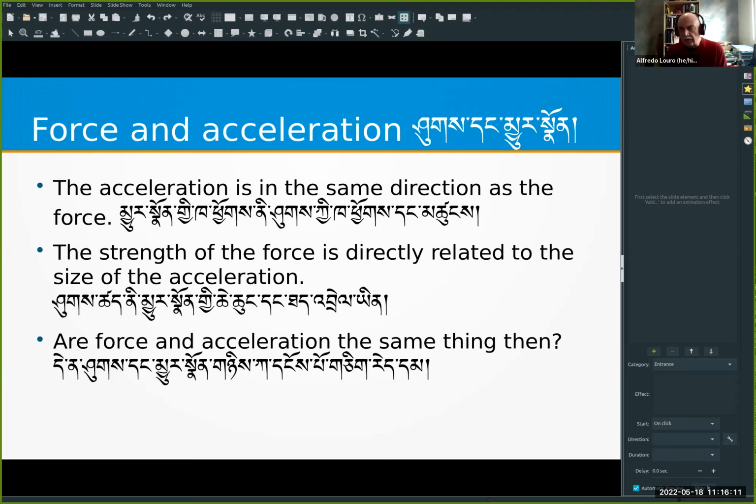Now remember the acceleration. When we say acceleration, we're talking about two things. We're talking about the direction in which the velocity is changing, and we're also talking about by how much the velocity is changing.